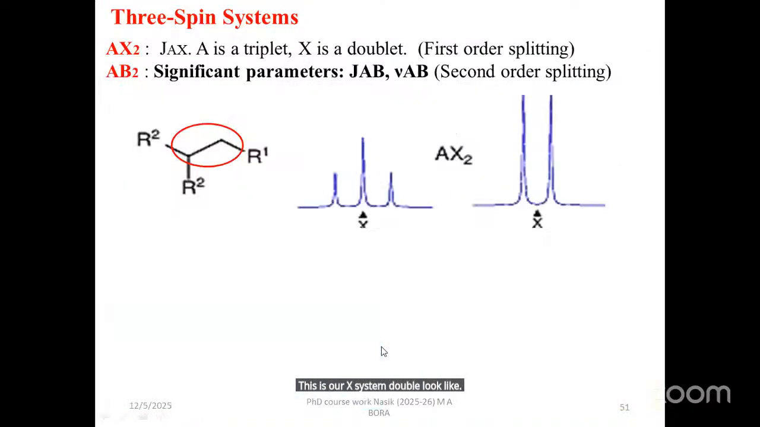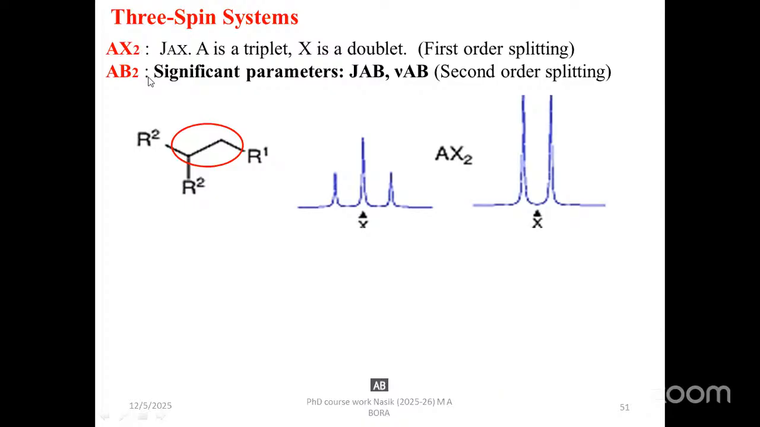If you have a three spin system, it can be classified as AX2 or AB2. What is AX2? AX2 means we have one proton of A type and two protons of X type. So there are a total of three protons, out of which two are X type and one is A type. Then that system will be called the AX2 system. How will the A appear? 2 plus 1, 3 lines, a triplet. And how will the X appear? A is only one proton, so it will appear as a doublet. So a doublet and a triplet will be observed from X and A.